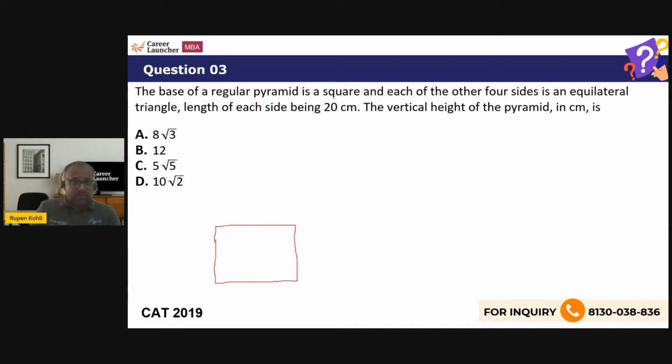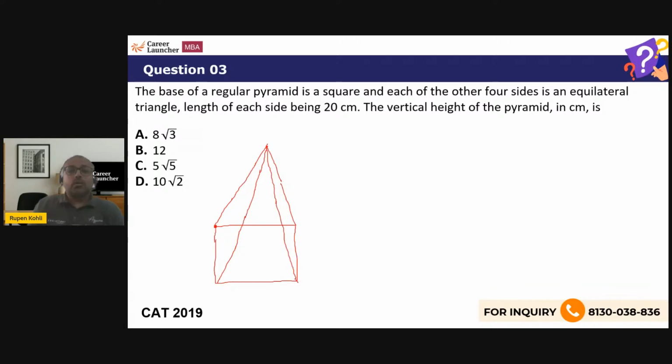Remember, this 20 is not the side length of the base square. It is the side of the equilateral triangle. Now, what are those equilateral triangles? As I was saying, this solid will taper towards the top to a point, right? Means there is a common point to which each of the edges has to be joined, basically. So something like going there. I hope you can visualize this.